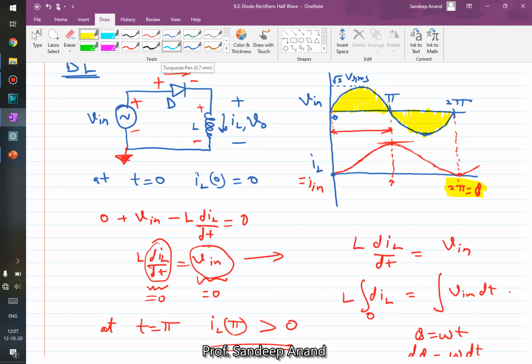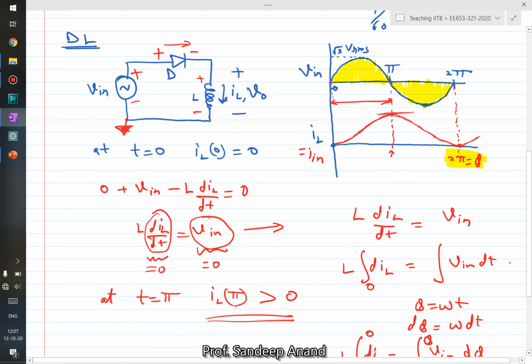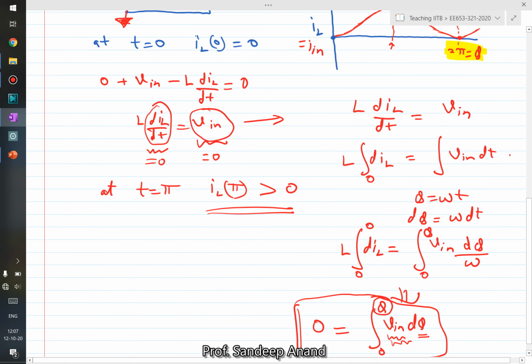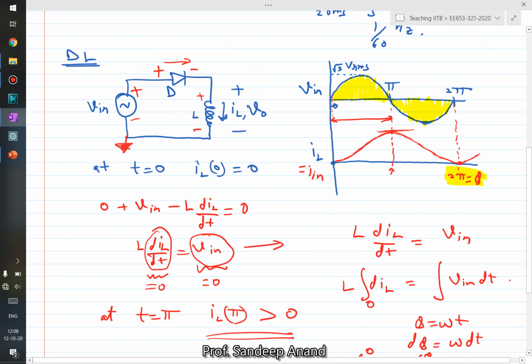The situation would change if we consider some other components along with D and L, which we would see in a couple of minutes. The situation would be a little bit different. Now before moving ahead, in this basic circuit, we can also draw the output voltage waveform. So how would the output voltage waveform look like?